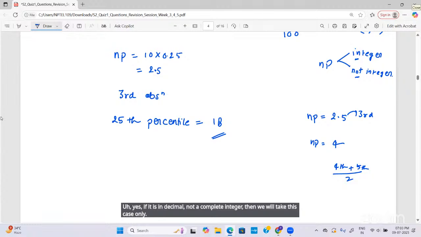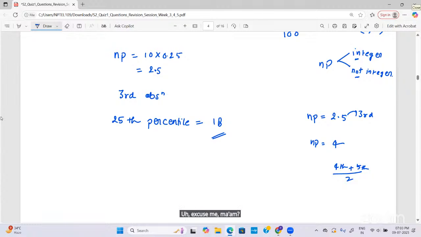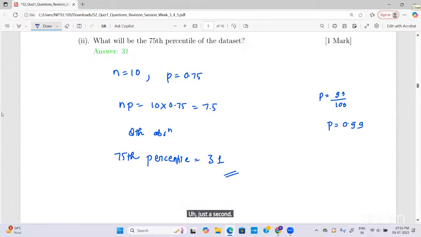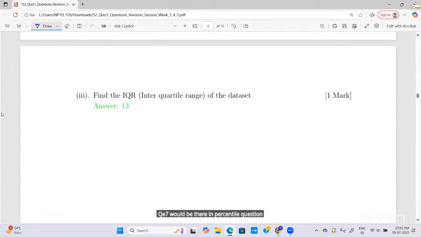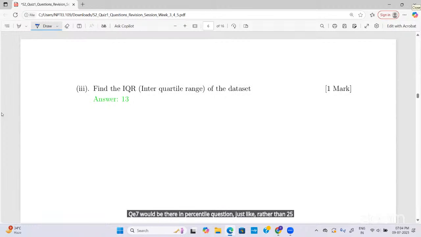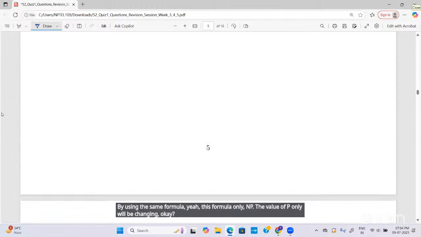Ma'am, can we go to the next question? Just a second, ma'am. I just want to ask, in quiz one, in the percentile question, rather than the 25th or 75th percentile, could it be like the 61st, 62nd? Yes, it can be. Then you have to use the same formula only, NP. But the value of P only will be changing. So you should know how to calculate the value of P.